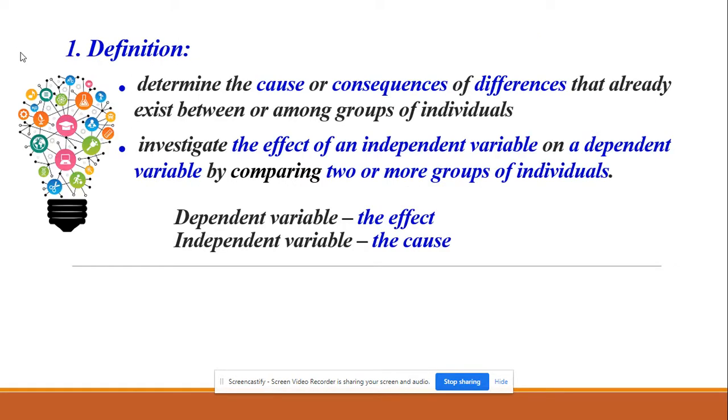So, what is causal comparative research? In this research study, researchers determine the cause or consequences of differences that already exist between or among groups of individuals. This means that researchers investigate the effects of an independent variable on a dependent variable by comparing two or more groups of individuals. In causal comparative research, the dependent variable is the effect, and the effect changes according to the results of the independent variable, which is the cause.